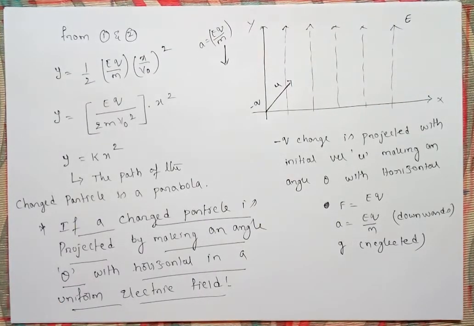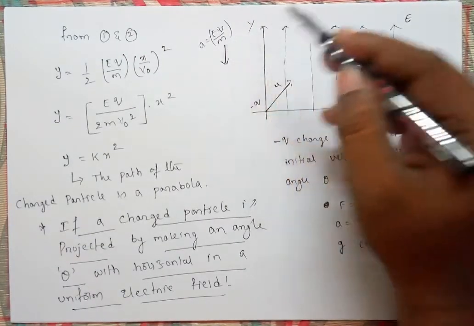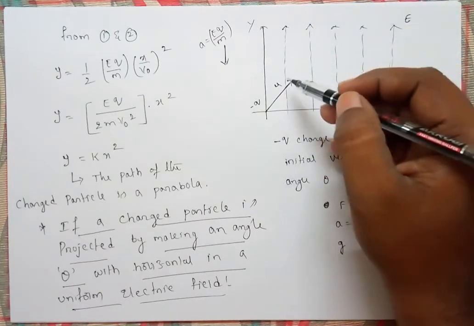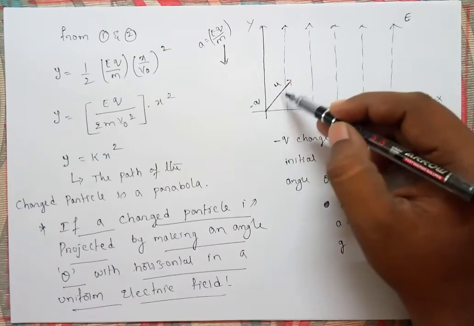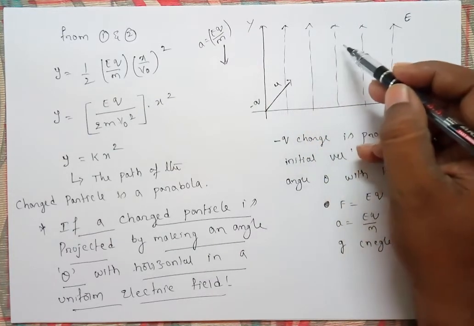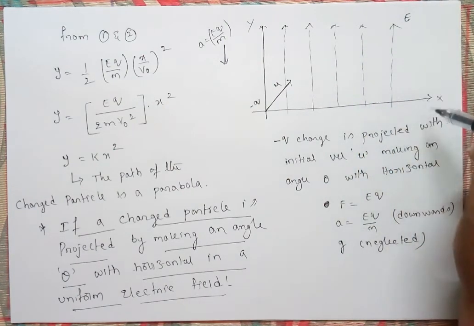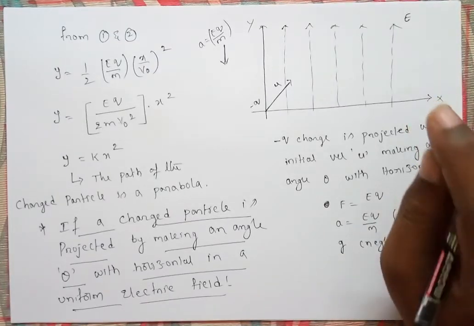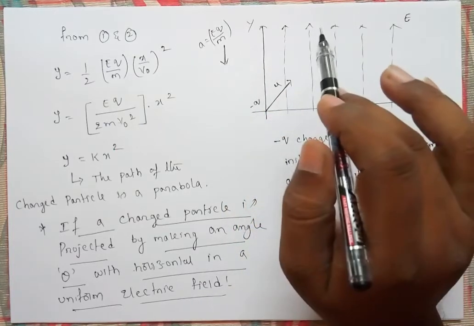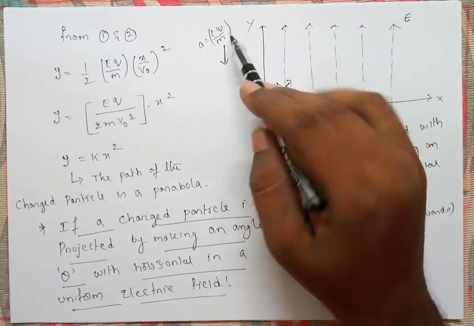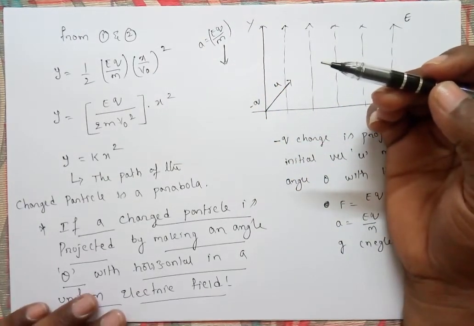Now you observe, when it is going upwards, what will happen? This acceleration tends to reduce its velocity. Its velocity keeps on decreasing and reaches the maximum height. Again when it is coming back, the velocity keeps on increasing, just like the projectile motion you have seen. But here in place of gravitational acceleration we are taking Eq by m. That is the only difference, remaining everything is the same.